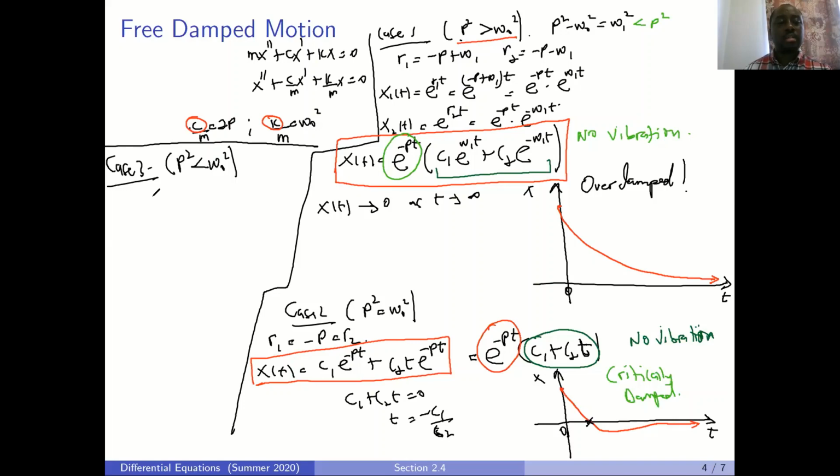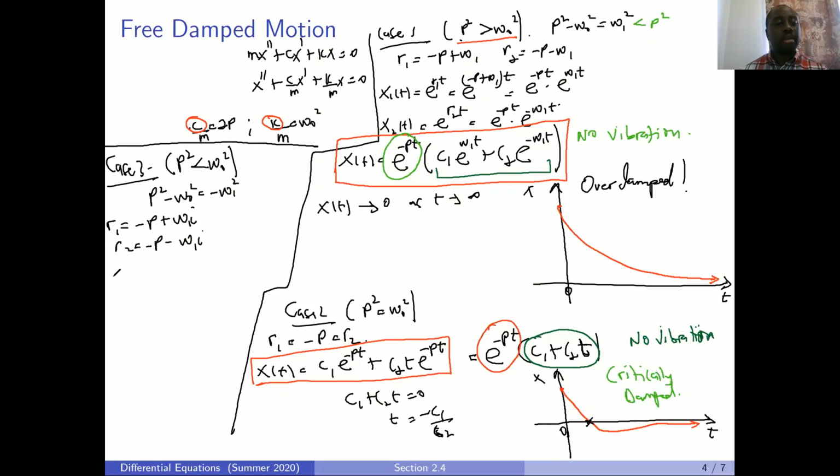Right? So if that happens, then let's call this minus W1 squared, right? So in that case, I have two roots. My first root is minus P plus W1 i, right? And my second root is minus P minus W1 i.